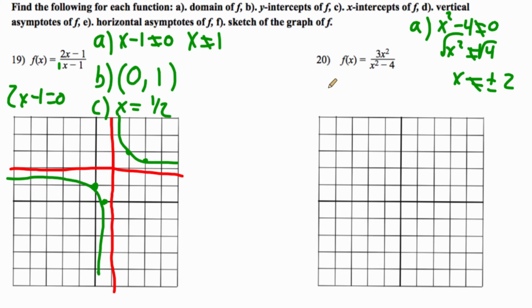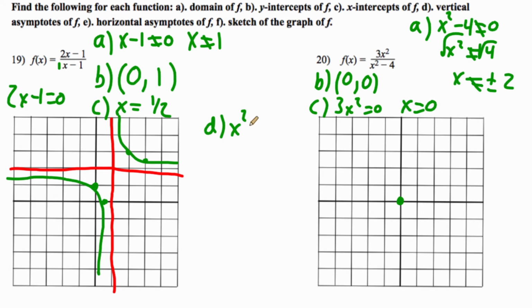For part B, in order to find the y-intercepts, we're going to plug in 0 for our x value. On top, we're just going to get 0. On bottom, we'll get negative 4. 0 divided by negative 4 is 0. For part C, in order to find the x-intercepts, we're going to take the top and set it equal to 0. Divide both sides by 3 and then square root it, and we just get x equals 0 as our x-intercept.